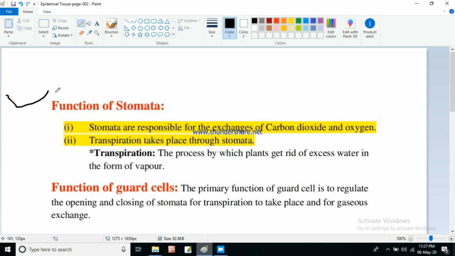The function of stomata. What is the main function? Why are the stomata present in the leaf? What is the function, or what is the use of these stomata? So stomata are responsible for the exchange of carbon dioxide and oxygen.